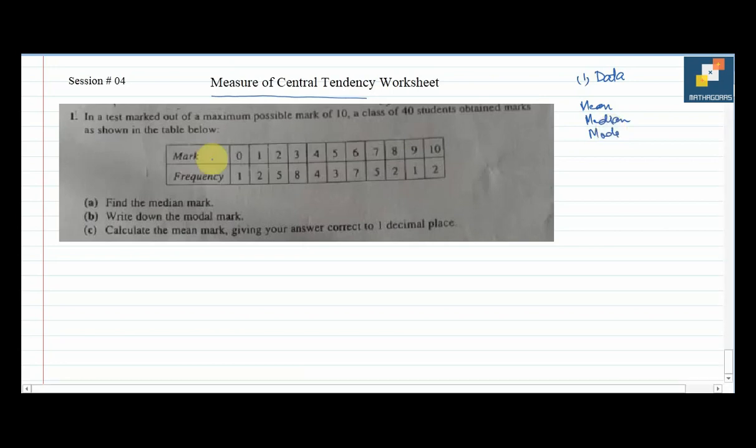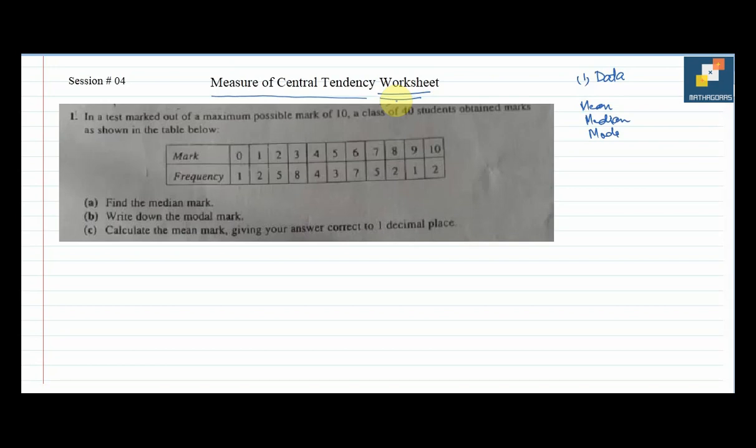In today's class we are going to start this worksheet that you can see on your screen. If you don't have the worksheet with you, just drop me a message on the portal, so I will upload it on the portal, so you can download it and you can solve the questions from that worksheet as well.